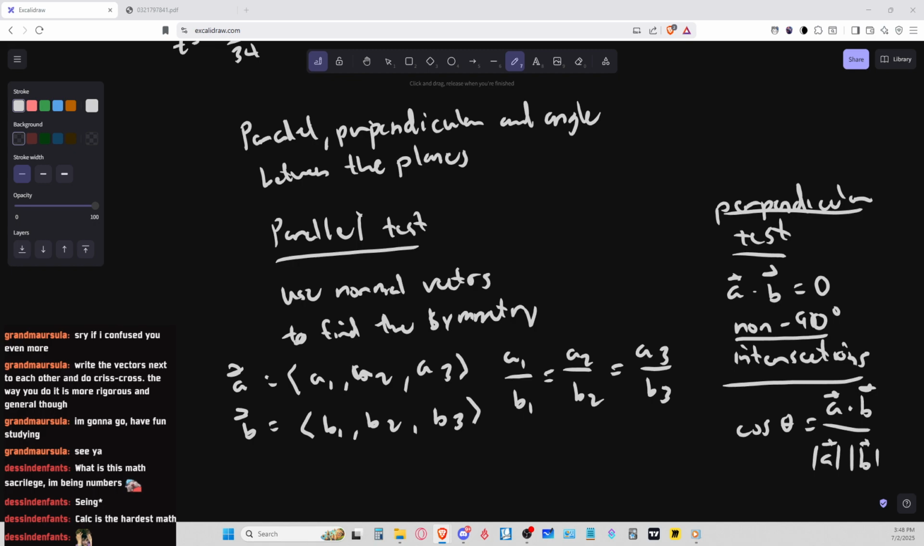Okay, this seems like it's a bit straightforward. Usually with these tests, it's usually the perpendicular and the intersection. That's usually when the test gets a little bit convoluted.